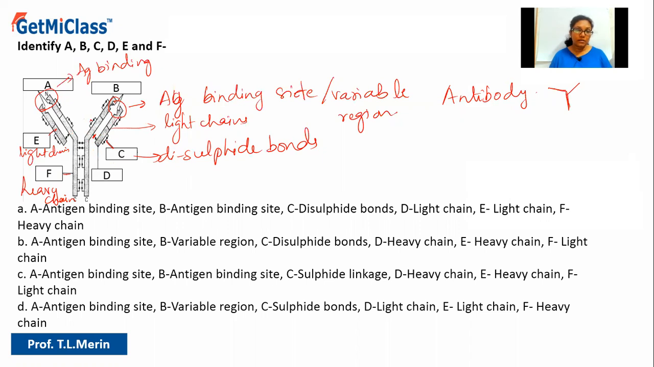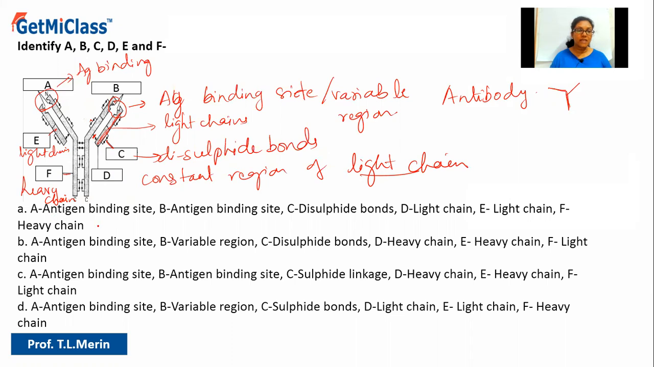Now this part, I said, is the variable region, right? And this part is called the constant region of the light chain. So that is a light chain. So D you can consider as a light chain itself. Okay, so let us see.